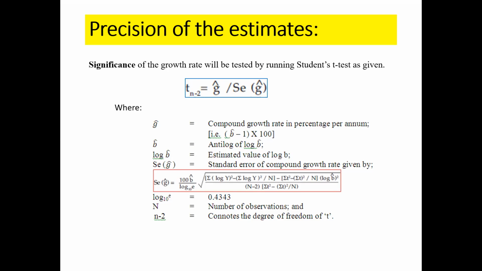You can reject at 3 levels, whether 1%, 5% or 10% level of significance, and this is taken care of. This will help in the precision of the estimates. That is, whether the growth rate obtained is significant or not, that we can see.